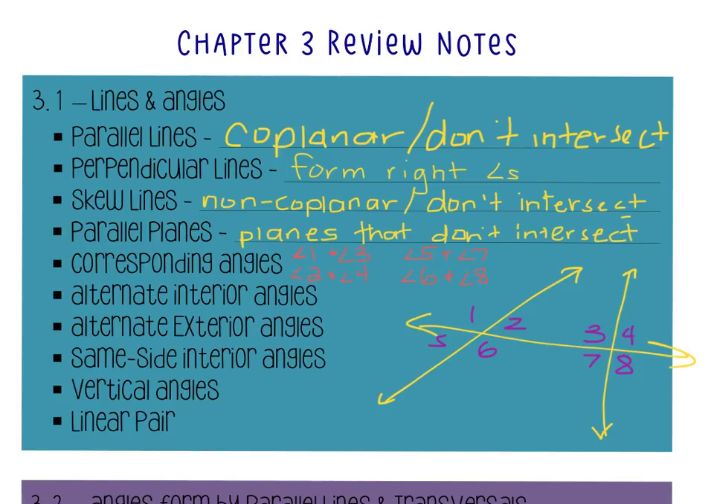Alternate interior is in between the two lines, but on opposite sides of the transversal. So alternate, 2, say again. Angle 2 and angle 7. Good, angle 2 and angle 7, and there's one more pair. 6 and 3.